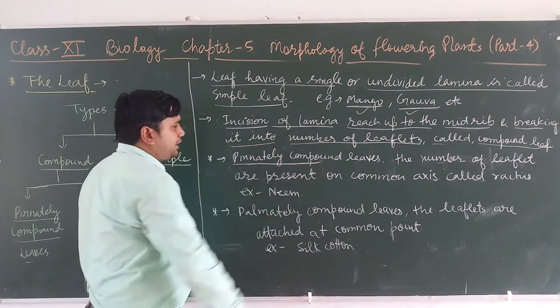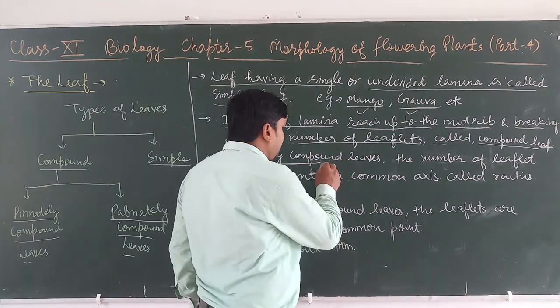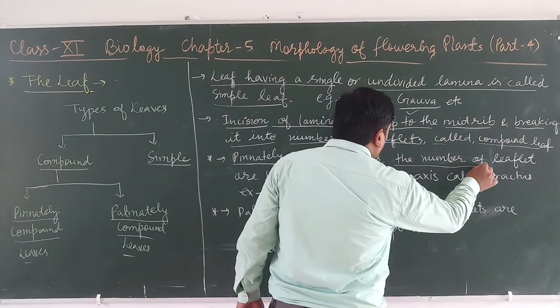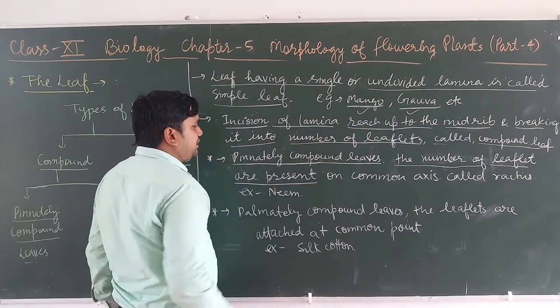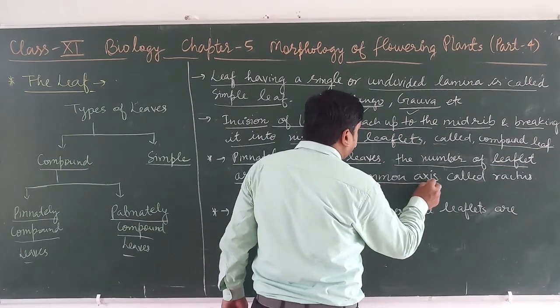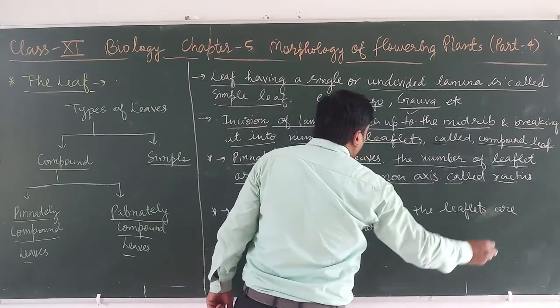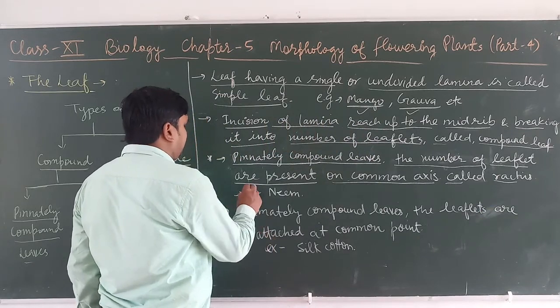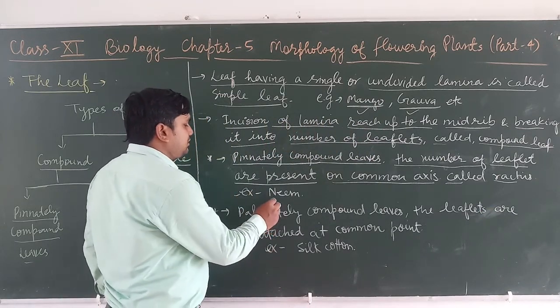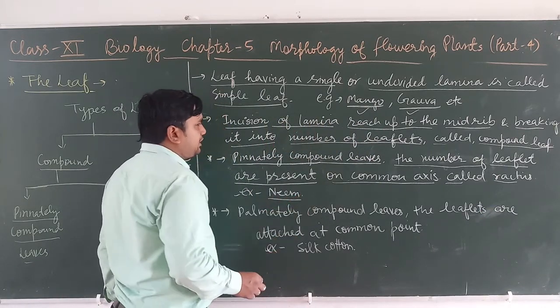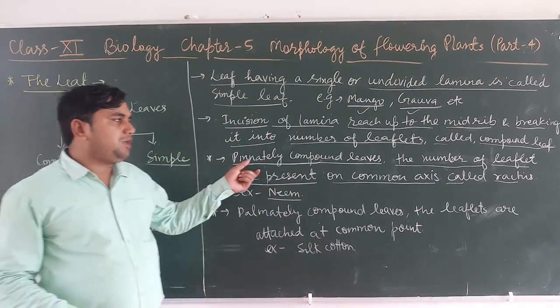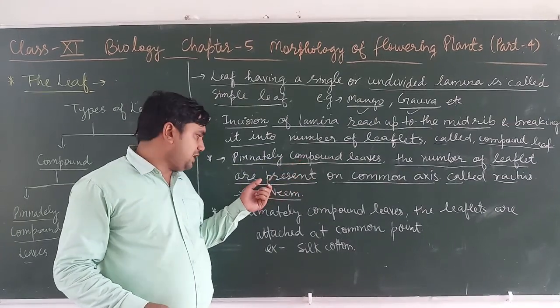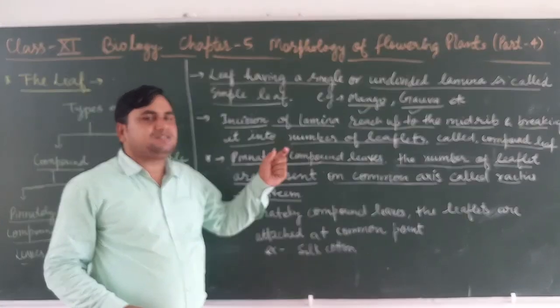Pinnate compound leaves have a number of leaflets present on a common axis called rachis. For example, neem, in the leaf of neem. Pinnately compound leaves, number of leaflets are present on common axis.